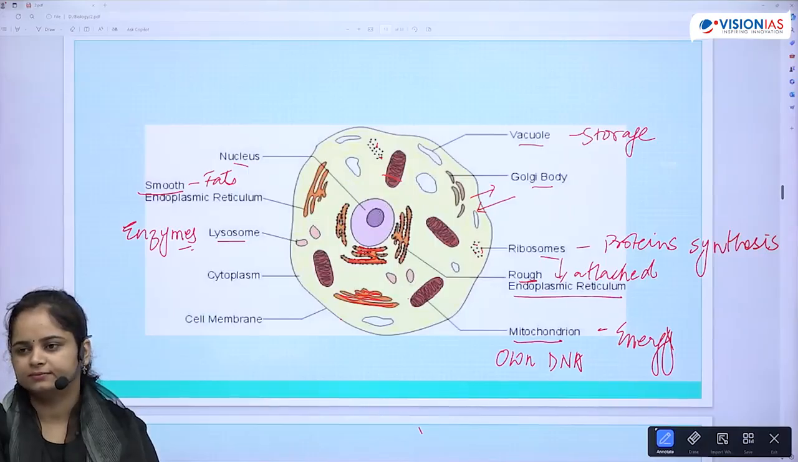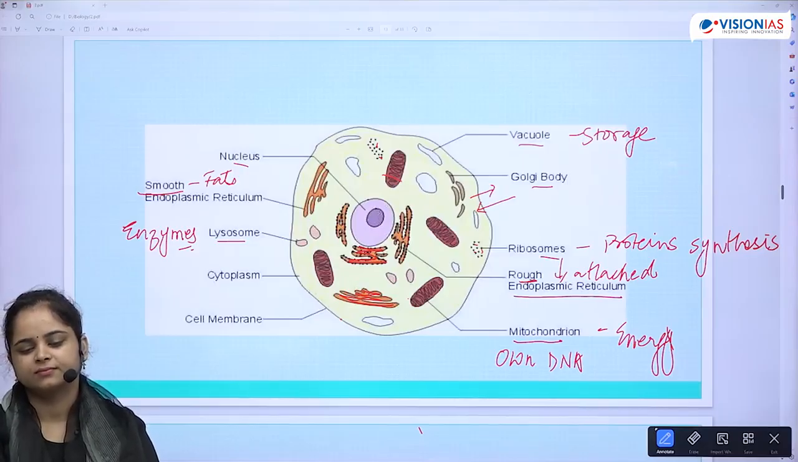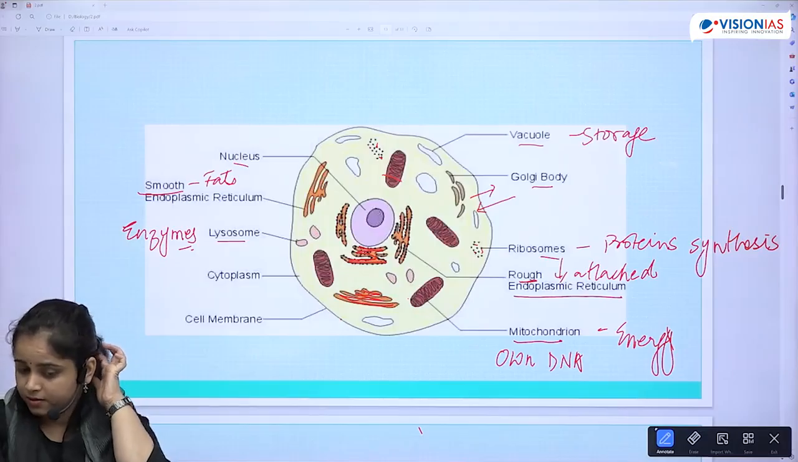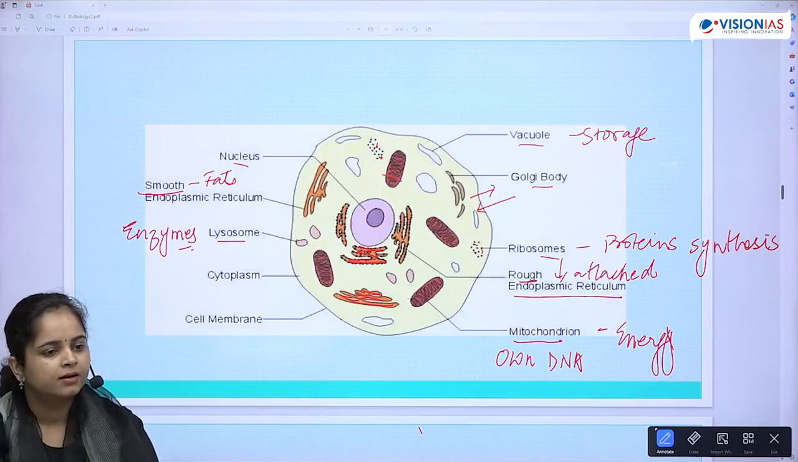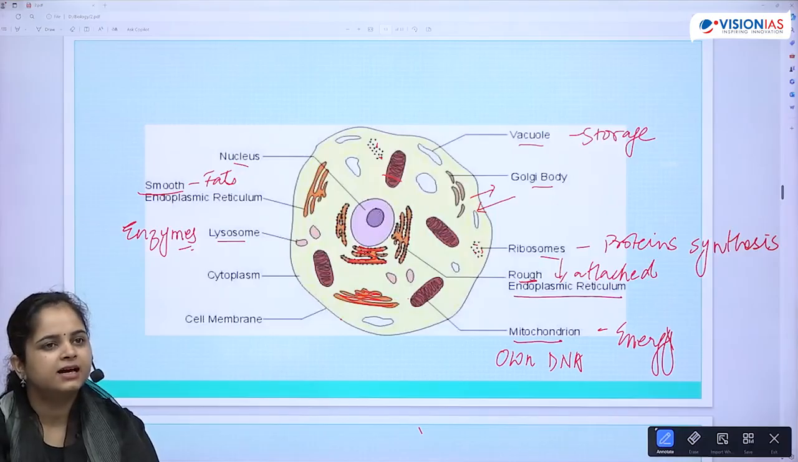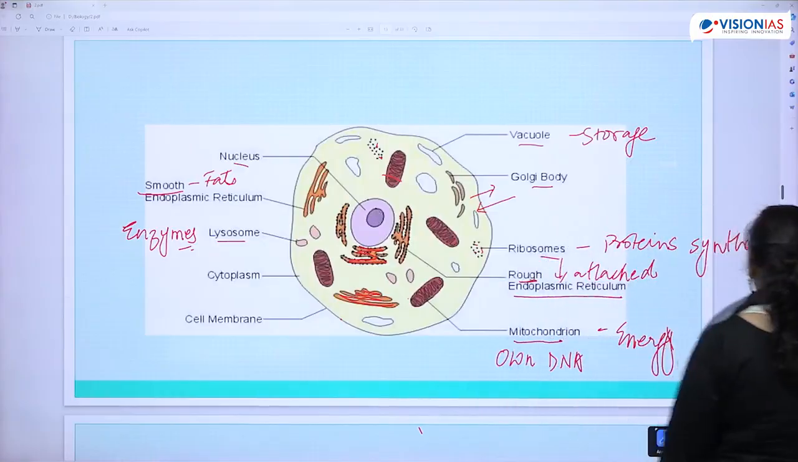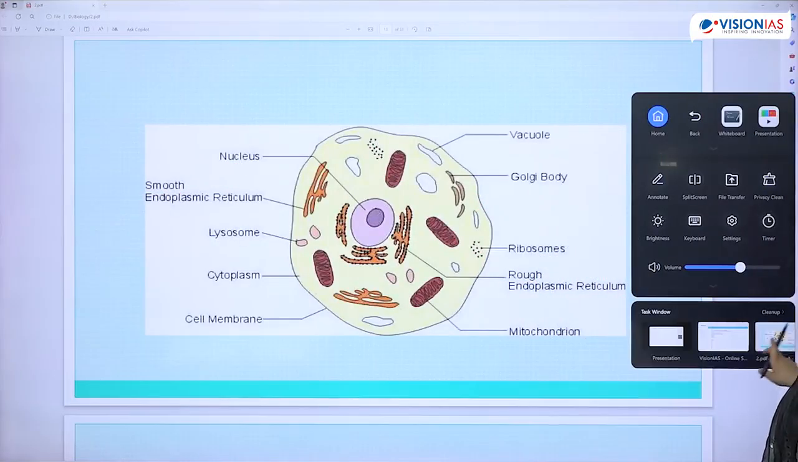Then Golgi bodies. Golgi body. It packages and dispatches material to various targets inside and outside the cell.